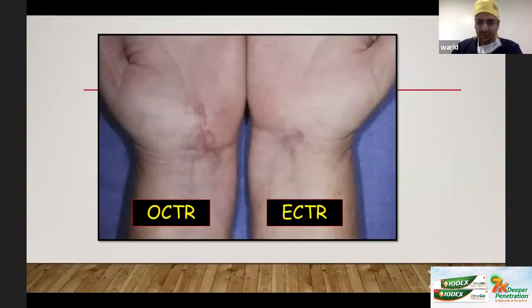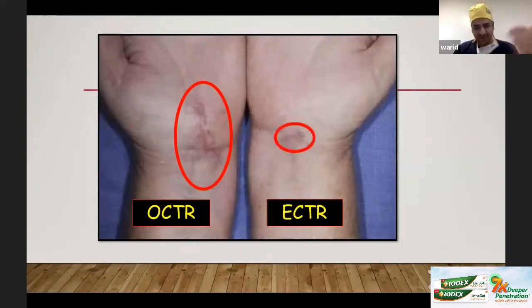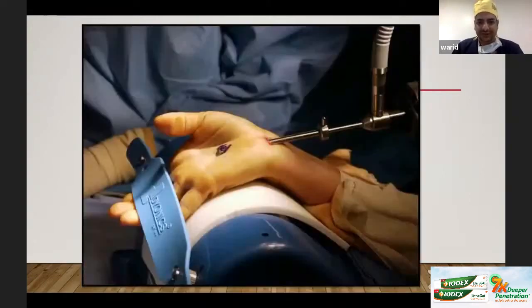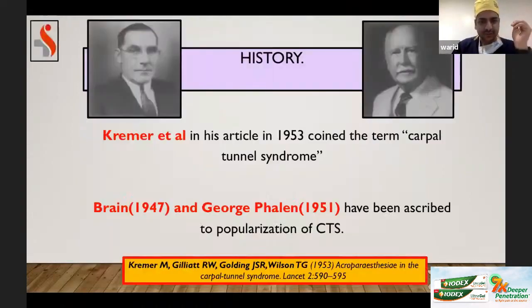But for a routine conventional open release, this is probably the wrong site, too proximal. What it should look like is this: in an open carpal tunnel release, the incision is somewhere in the middle of the palm, and in an endoscopic release, it is proximal to the wrist crease, and heals perfectly in a couple of weeks' time. That is one picture of the endoscopic approach. We'll come to this later on.